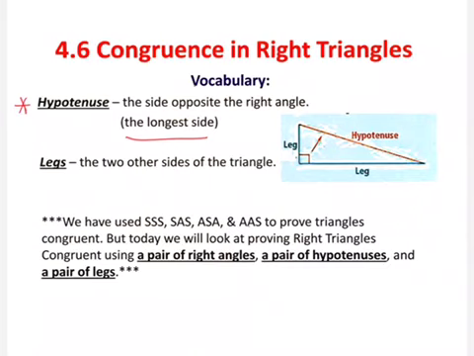So far we've learned side, side, side; side, angle, side; and angle, angle, side to prove triangles congruent. But today we're going to look at proving right triangles congruent by finding a pair of right angles, a pair of congruent hypotenuses, and a pair of legs. And this is going to lead us into the next slide, which introduces the HL theorem, the hypotenuse leg theorem, for proving two right triangles congruent.